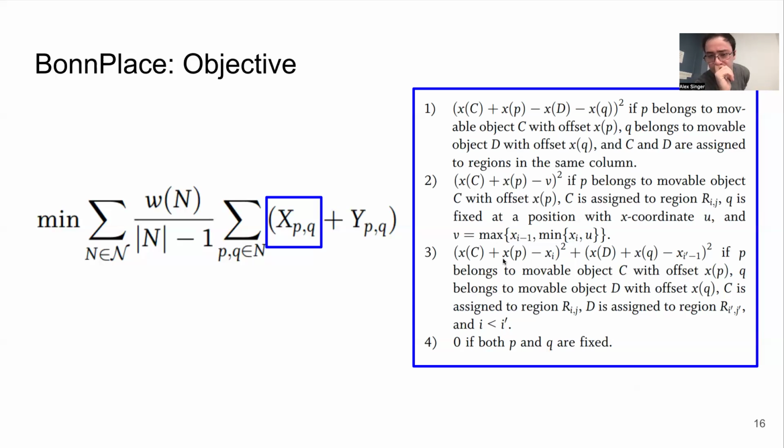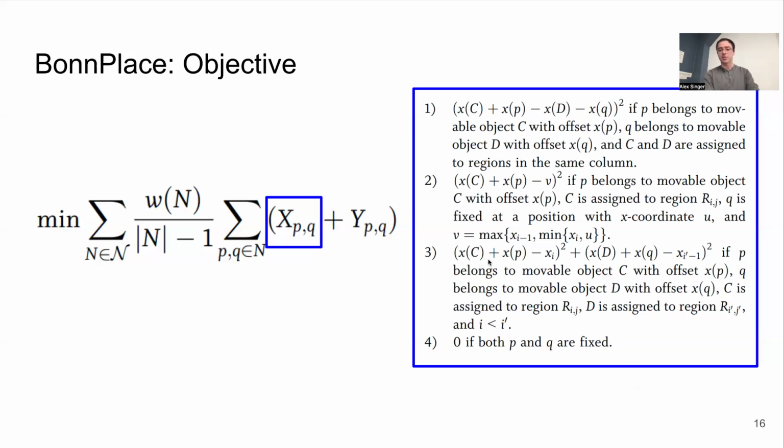See what offset. C is assigned to region R_ij. Q is fixed at a position. Oh, this is just the fixed block constraints. Sorry, I got mixed up with 2 and 3. Number 2 is just your fixed block constraints. What we're saying is that this V is a fixed point in space. We're connected to a fixed block. This is very similar to the quadratic formulations where we're just going to say position minus the fixed position squared. It's actually very similar to this one.